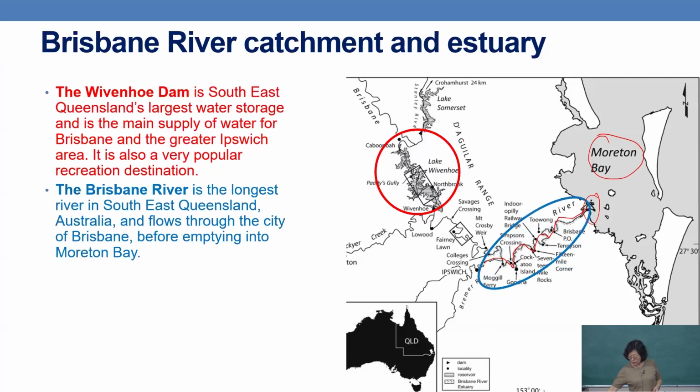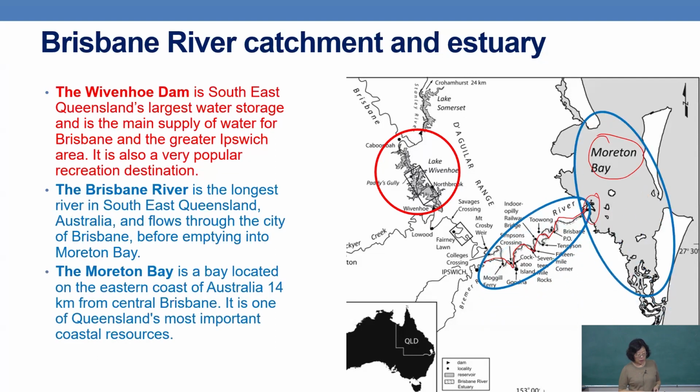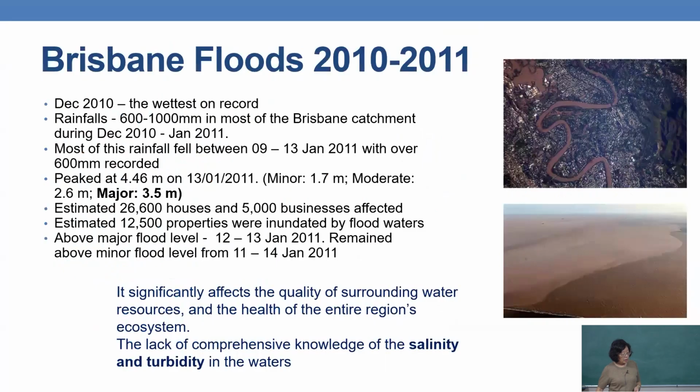So that's this side, and that's the Bay Area. So this is the Brisbane River estuary catchment and the estuaries. So that's one of the big catchments. In 2011, there was a big event. So this was one of the largest events in the last 50 years.